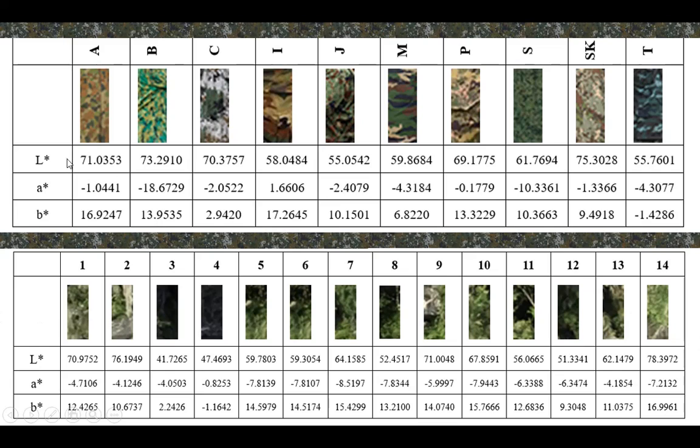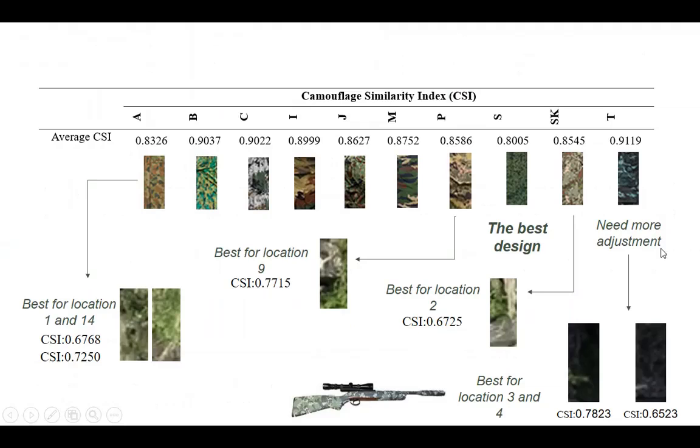So this is the overall LAB for this design. As I mentioned before, I have to run the overall LAB for each design, including the background also. So how it works, for example, from A, I evaluated this camouflage in location 1, 2, 3 up until 14. B, the same, repeat until T from location 1 to location 14. So this is the result.